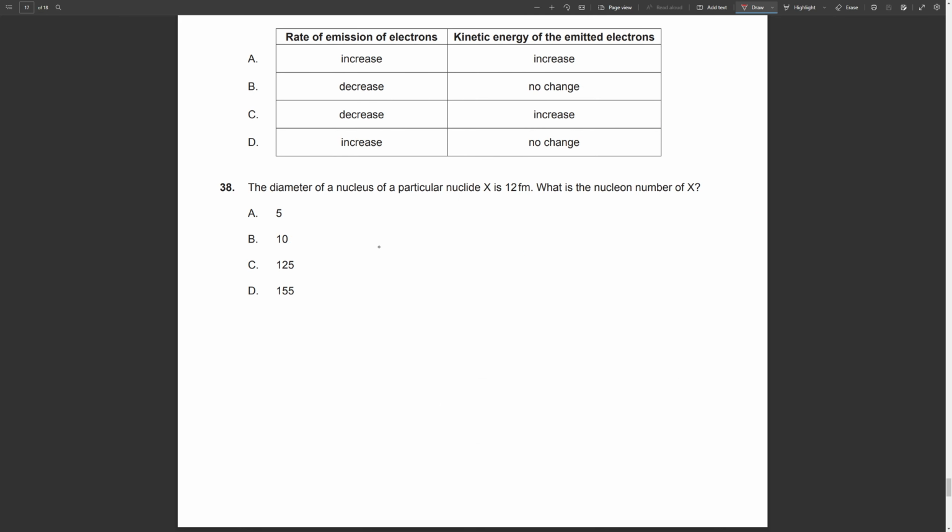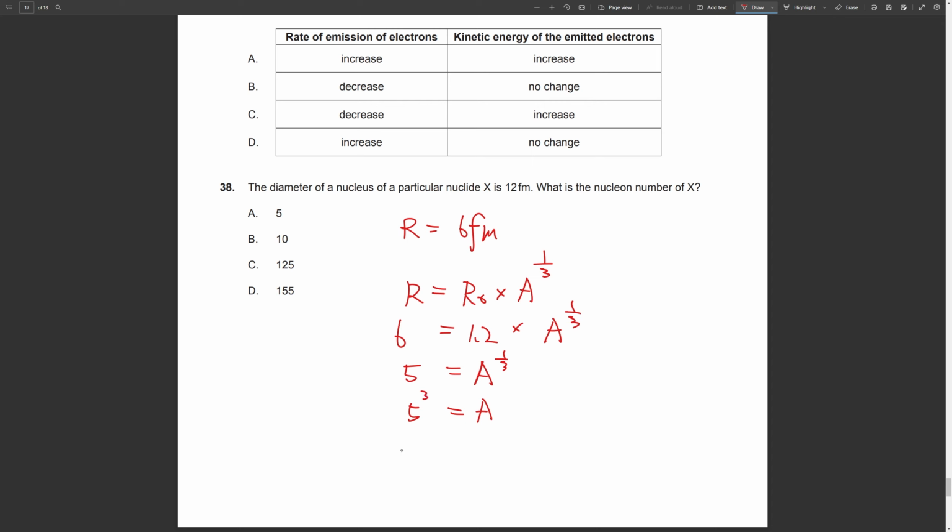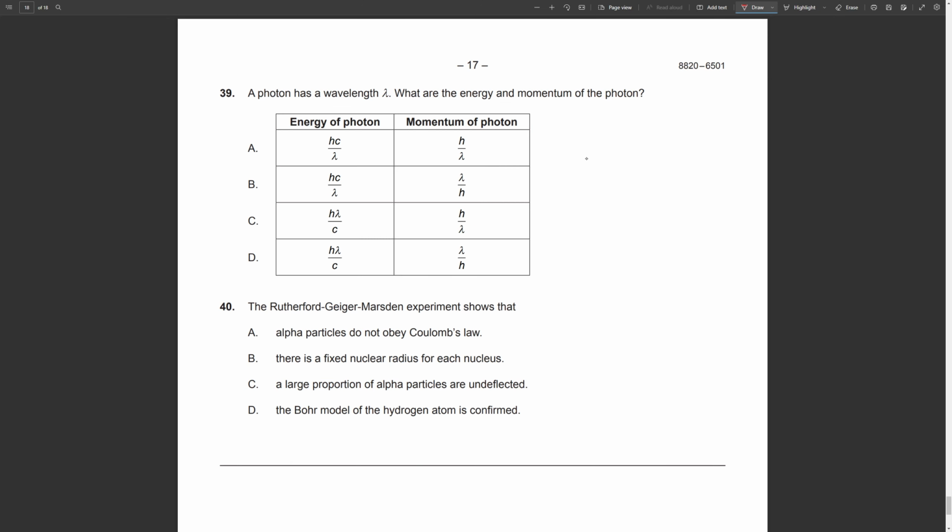Question 38 is about the size of a nucleus. The diameter is 12 femtometer, which means its radius is 6 femtometer. And the nuclear radius is going as this equation. Fermi radius times the nucleon number to the power of 1/3. It is 6 femtometer equals to 1.2 femtometer times A to the power of 1/3. So we have 5 equals to A to the power of 1/3. Therefore, A is 5 to the power of 3 is 125. The answer is C.